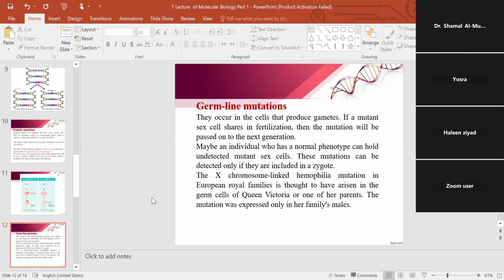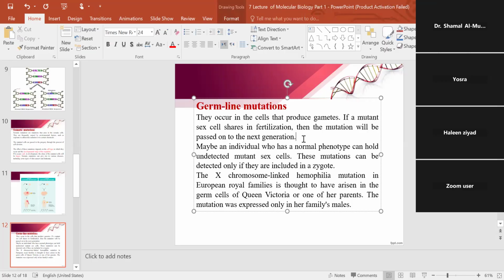Germline mutation. Here I mean the sex cells or gametes. These occur in the cells that produce gametes. If a mutant sex cell shares in fertilization, then the mutation will be passed to the next generation. It's simple. Any mutation that happens in the germ cells will be passed to the next generation or the offspring.